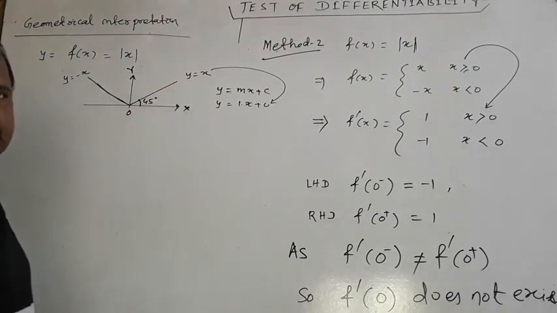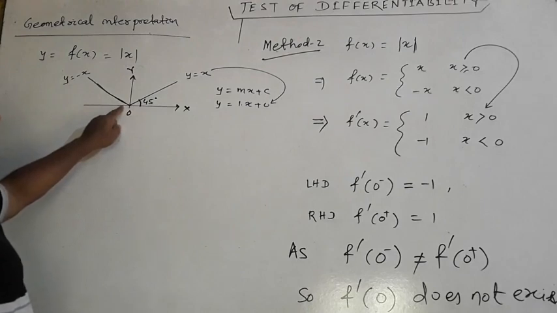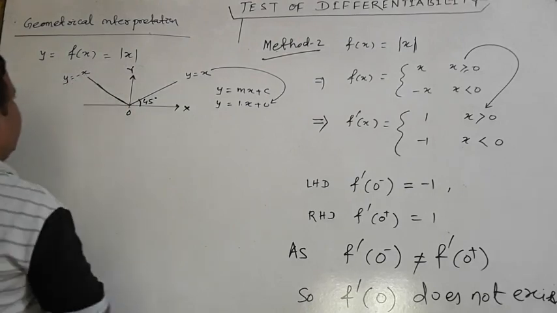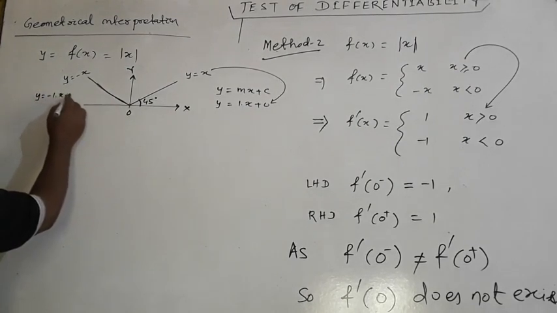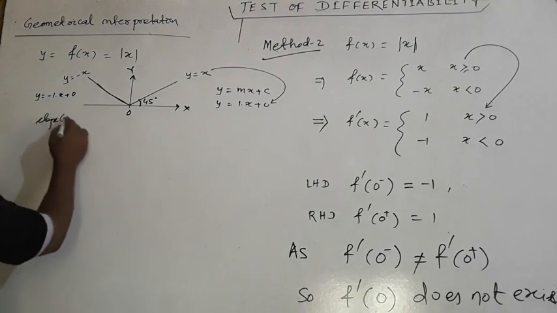For x tends to 0 plus, its slope is what? 1. For x tends to 0 minus, what is the line? y is equal to minus x. If we write it in that form, y is equal to minus 1 into x plus 0. Here slope is equal to what? Here slope is equal to minus 1.